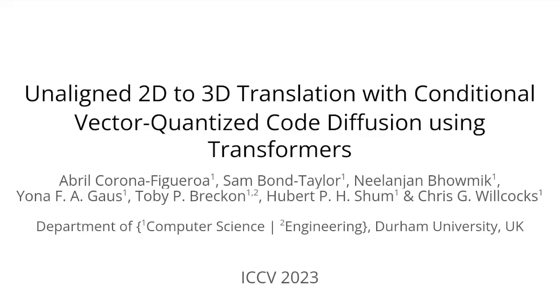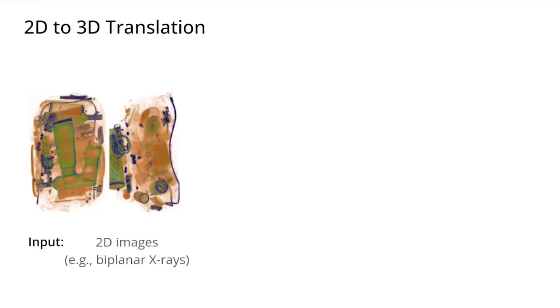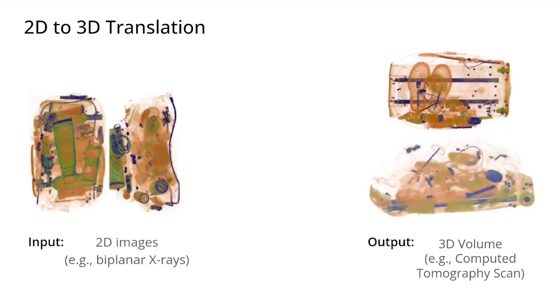We present Unaligned 2D to 3D translation with conditional vector-quantized code diffusion using transformers. Given 2D images as input, our method generates high-quality 3D samples of complex data exhibiting both varying outer and internal topologies with different material properties and domains. For instance, medical computer tomography scans from X-rays and security baggage screening at airports.